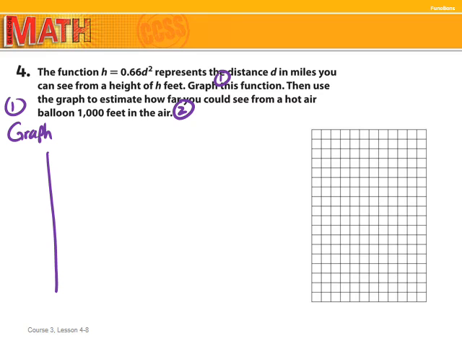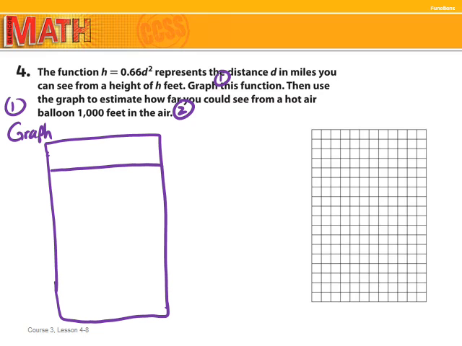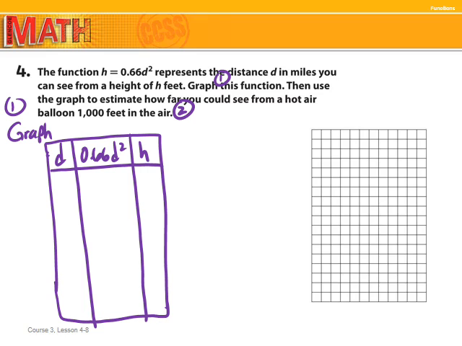So again, we're going to use a table. My input is going to be d. My rule, 0.66 times d squared, and then my height. Okay. Now, I'm going to need to reach up to 1,000 feet. That's my height. So I don't want to go 1, 2, 3, 4, because that will take me forever. So what I'm going to do is go by tens.